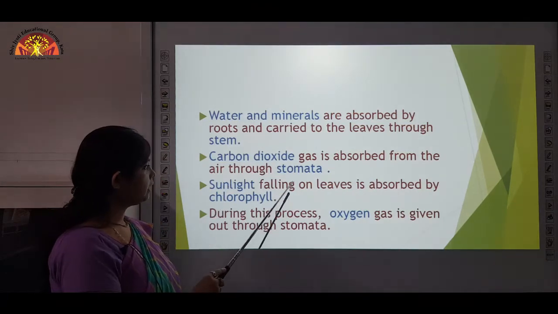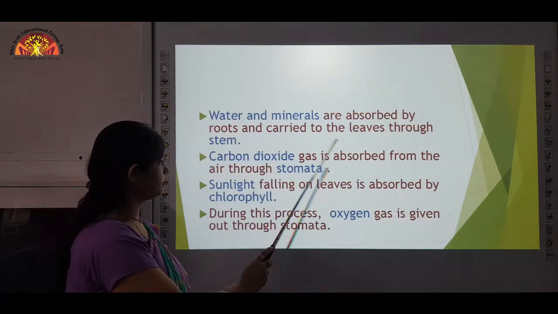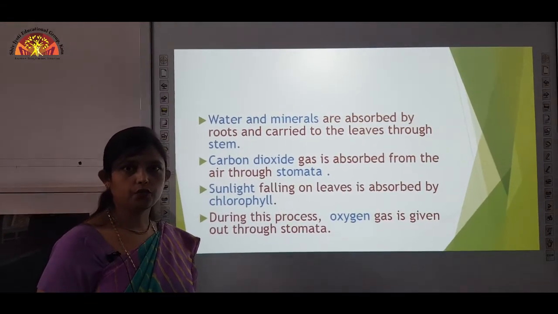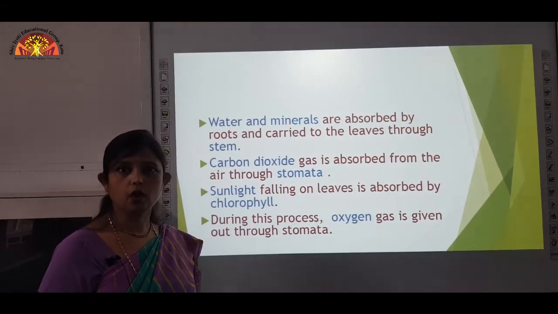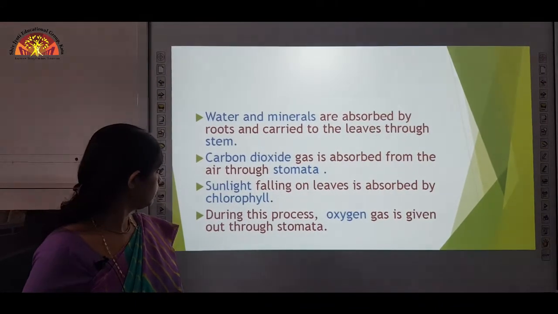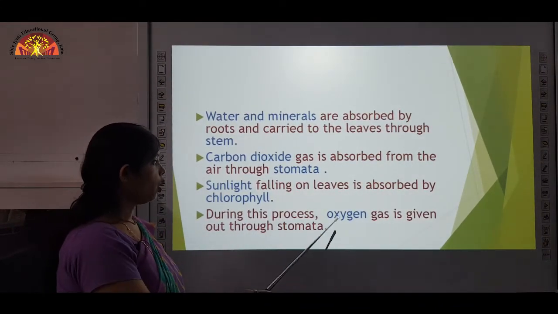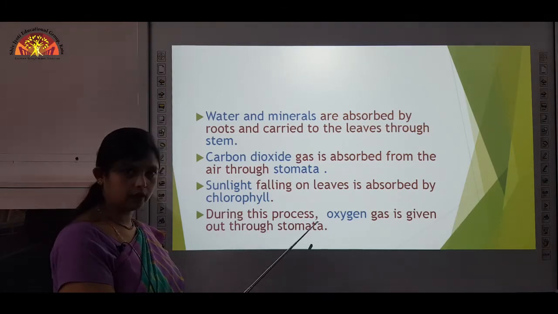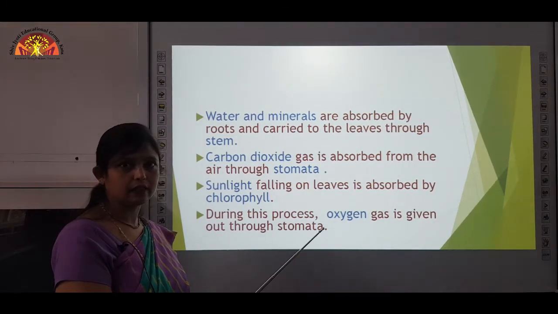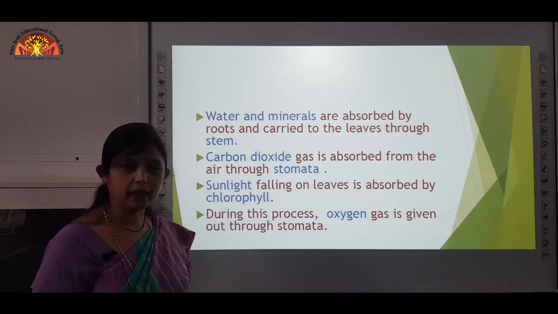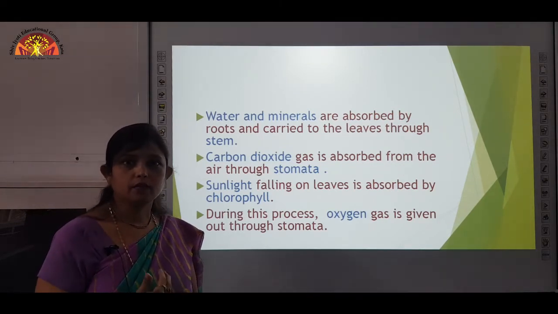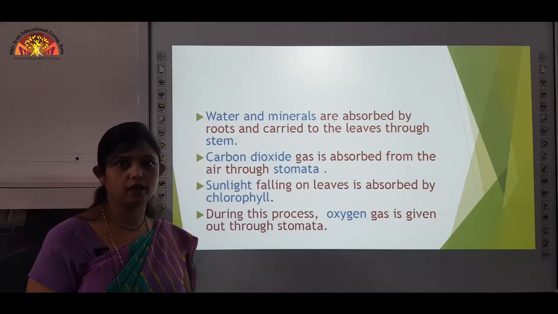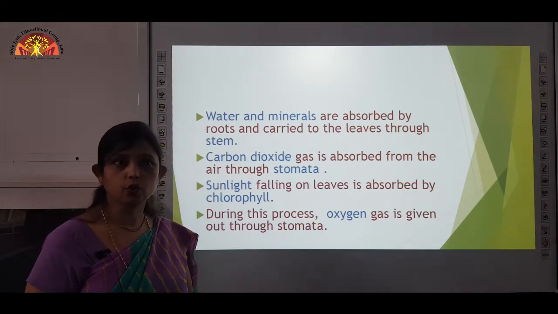Then sunlight falling on leaves is absorbed by chlorophyll, as I have told you earlier that chlorophyll helps in absorption of sunlight. During this process, oxygen gas is given out through stomata. This is a very important and very interesting thing to know that in this complete process the plants give out oxygen, and this oxygen is very essential for us as we need oxygen to breathe.